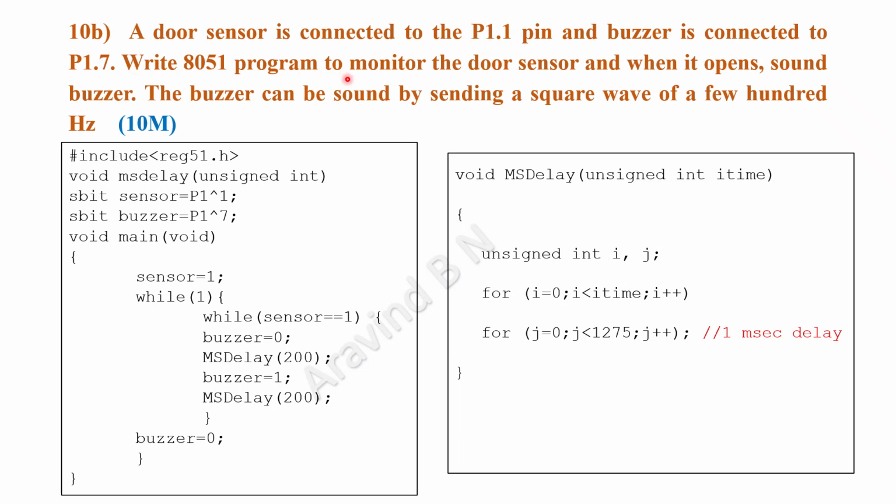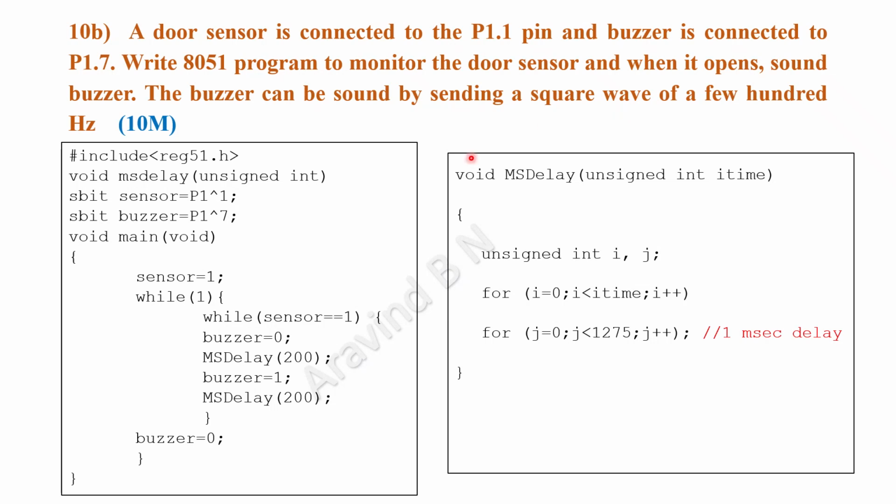Then we have to sense the door. The sensor is connected to the door. If the door opens, then we have to turn on the buzzer. The buzzer is not a continuous sound. It is through a square wave. Square wave in the sense that a certain amount of on time is there, and a certain amount of off time is there. That pattern we need to follow when the buzzer is turned on. Otherwise the buzzer will be silent, that is equal to 0.